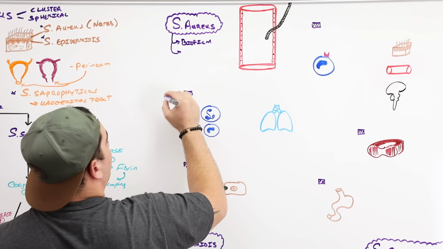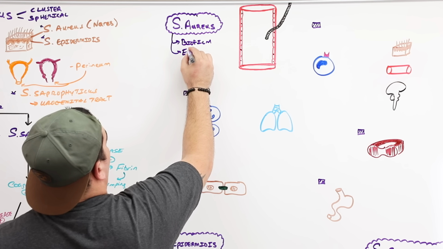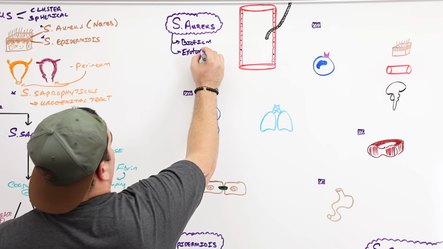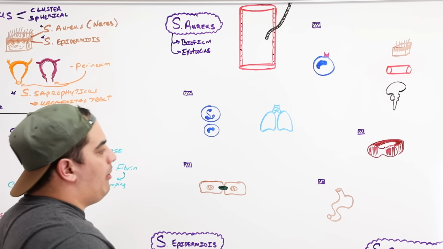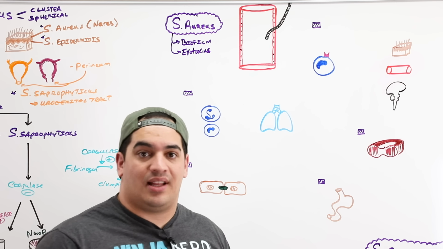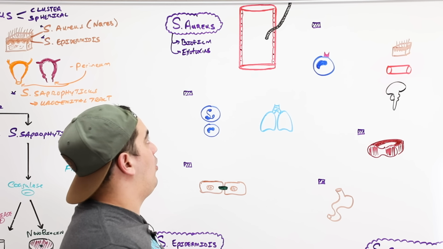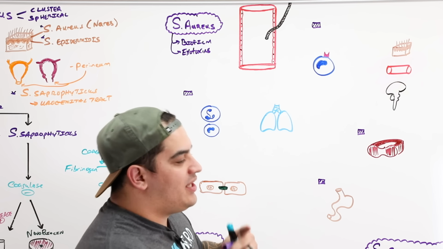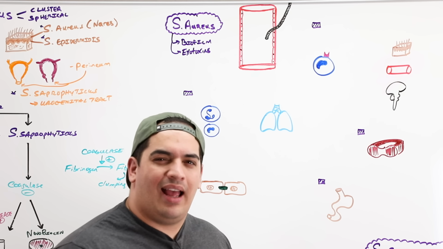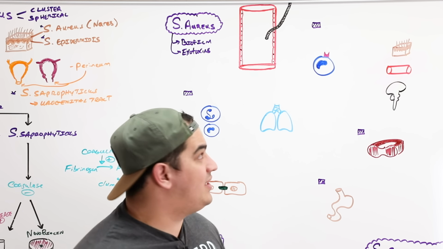And the second one is they release something called exotoxins, okay? And we'll talk about all the particular types of exotoxins that the Staphylococcus aureus can release and all the damage that it can actually do, okay? So first thing is it causes biofilms. What the heck is a biofilm and why is that even significant?